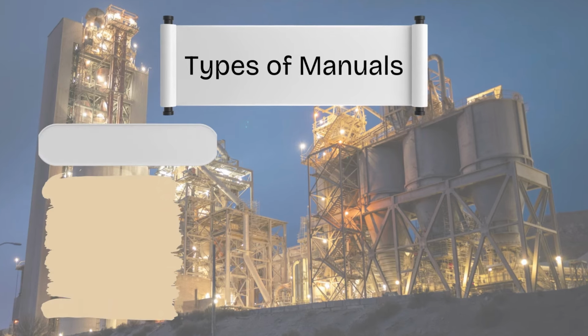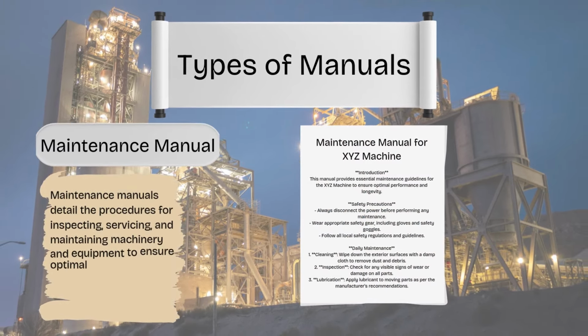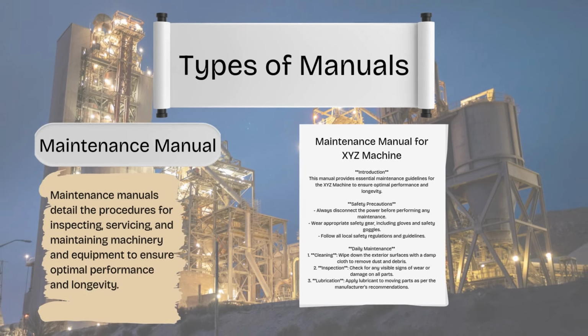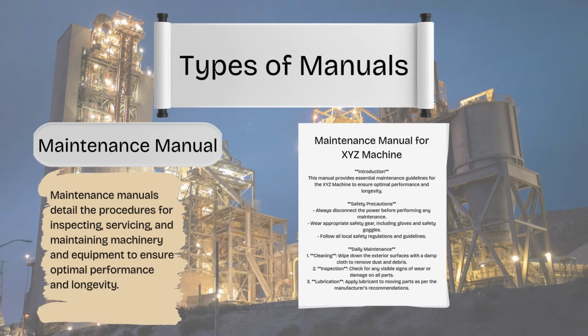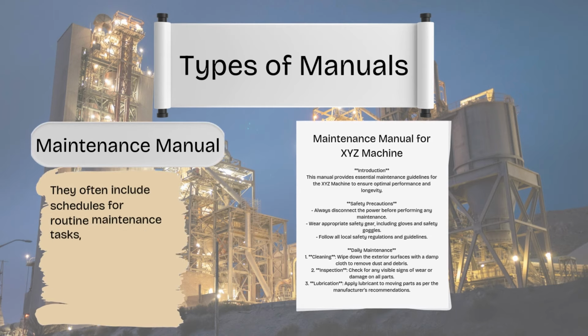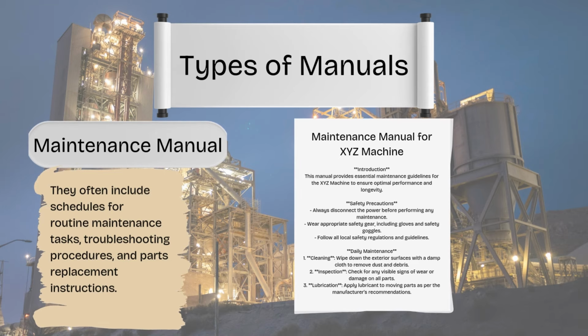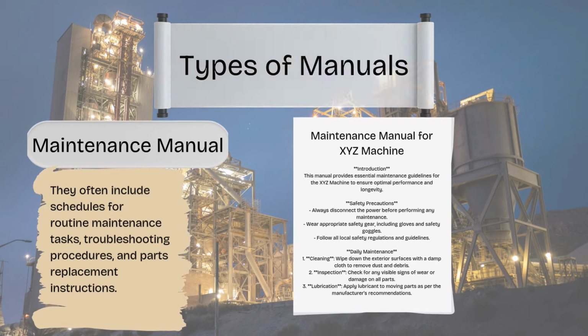Number three, maintenance manuals. Maintenance manuals detail the procedures for inspecting, servicing, and maintaining machinery and equipment to ensure optimal performance and longevity. They often include schedules for routine maintenance tasks, troubleshooting procedures, and parts replacement instructions.